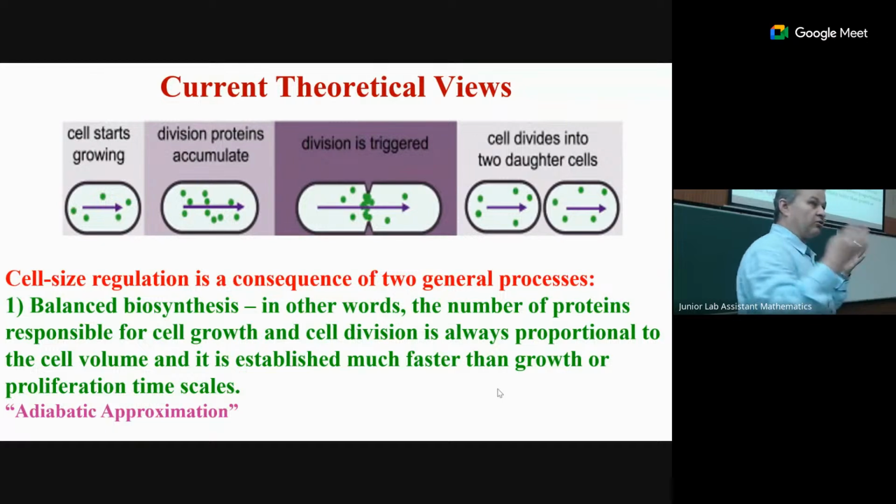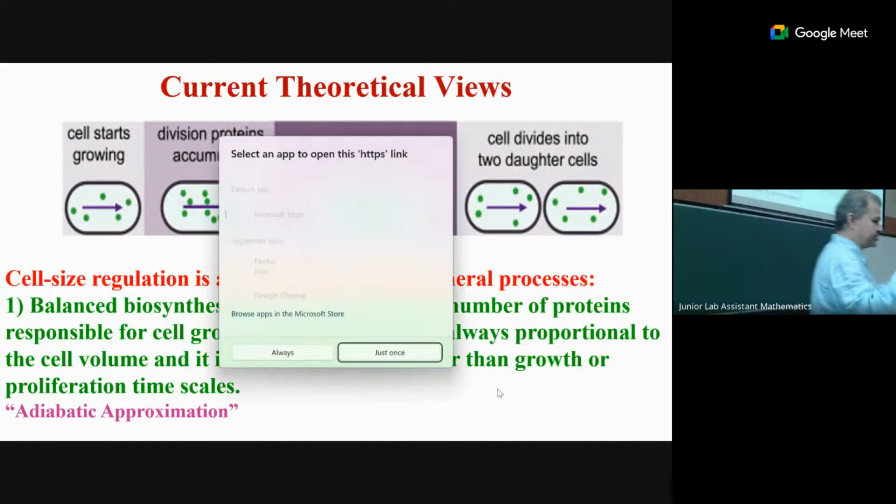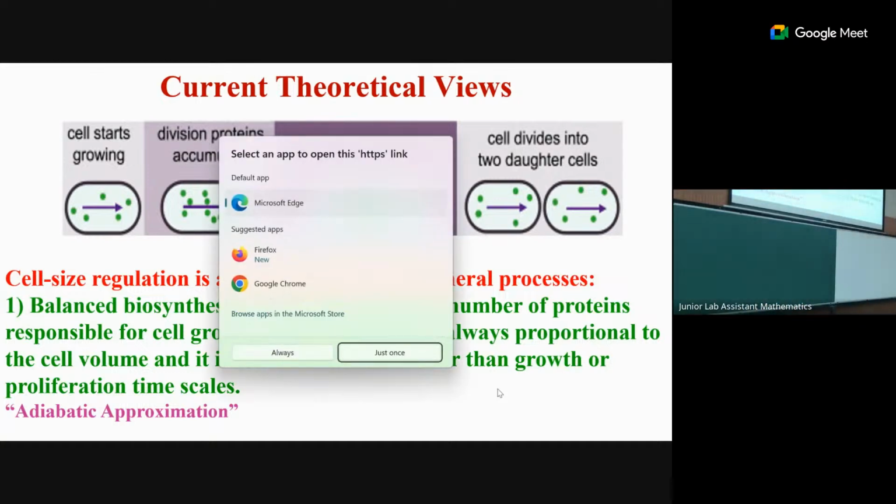Good. So, what is the current view? How do people think about this? The way to explain it currently, before doing stochastic modeling, is the idea that there are two conditions that must be satisfied for this picture to occur. One condition is called balanced biosynthesis, but this is biologist language. Let me try to use simpler language.